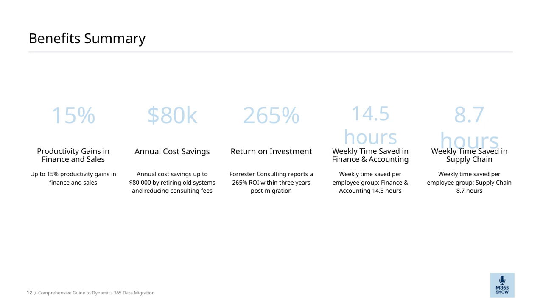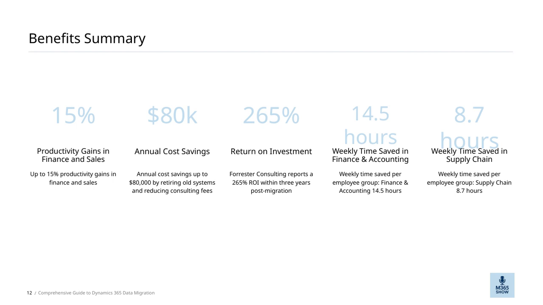First, in the supply chain area, we're looking at saving about 8.7 hours per week for each employee group. That's a significant boost in efficiency, giving your team more time to focus on strategic initiatives. Moving on to finance and accounting, the weekly time saved jumps to approximately 14.5 hours per employee group. This means a real reduction in manual work, leading to quicker closing processes and fewer errors.